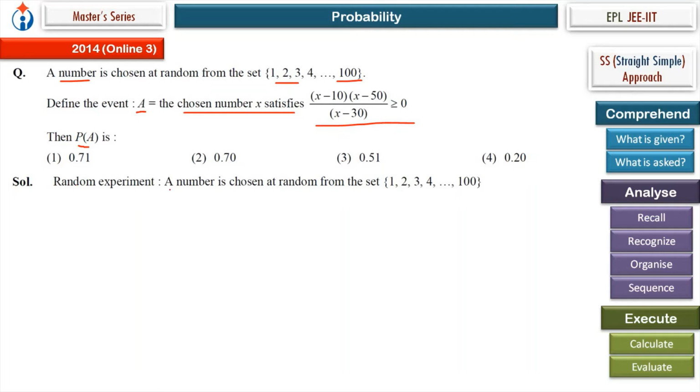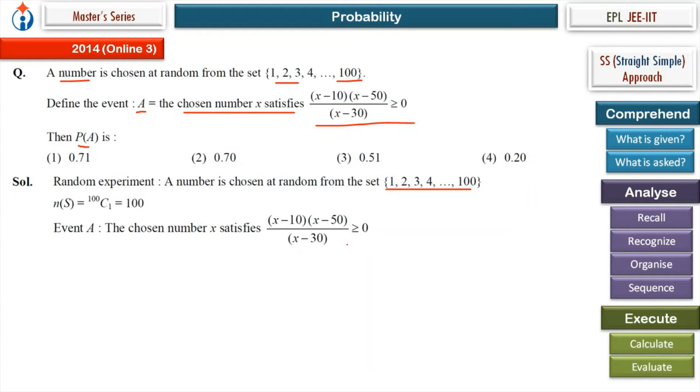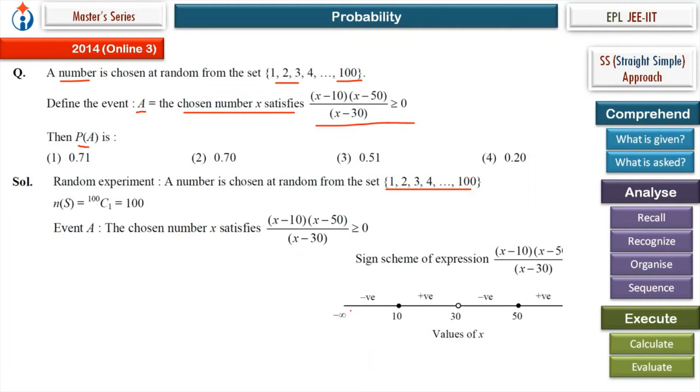So random experiment. One number is chosen at random from this set. So n of S is 100C1. And event A satisfies this. We know how to solve this. X can be any real number. Then we start with the number line. This expression changes sign at 10, this at 50, this at 30. We mark them. Method of intervals. The whole number line is divided into intervals. So in each interval, we check the sign of the expression.